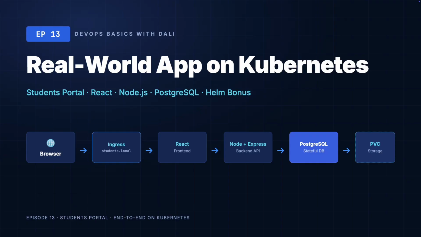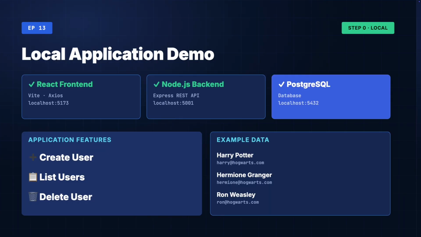By the end of this episode, users will be able to create, list, and delete records through a web interface running entirely on Kubernetes. Before deploying anything to Kubernetes, we first need to understand the application. We have a React frontend that users interact with. We have a Node.js backend that exposes REST APIs, and we have a PostgreSQL database where the data is stored. We already validated that the application works locally by creating, listing, and deleting users. Now our goal is to move this exact application into Kubernetes.